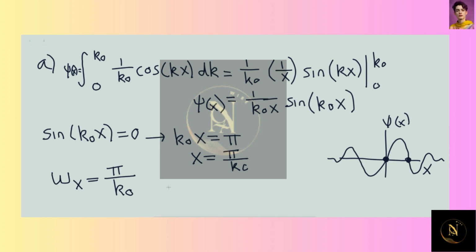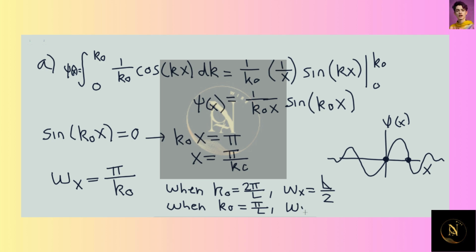So when k naught is 2 pi over L, we have the case that omega x is L over 2. And when k naught is pi over L, in that second case, we have omega x being simply L. Okay, so that's straightforward enough.